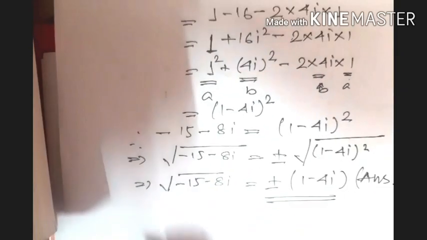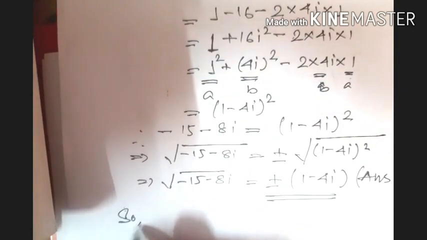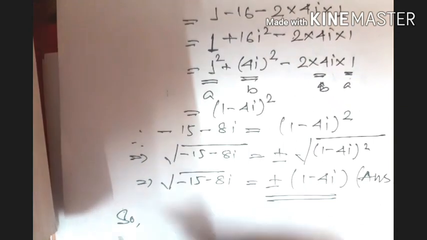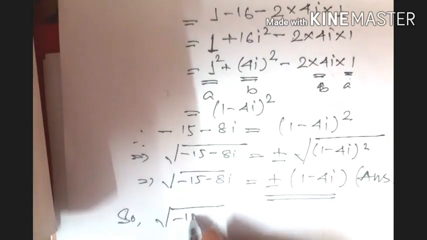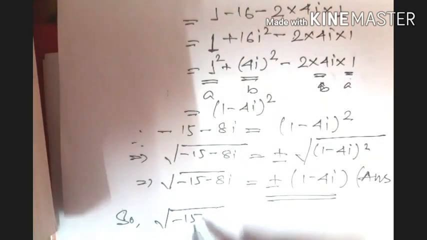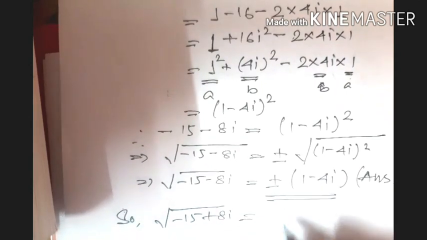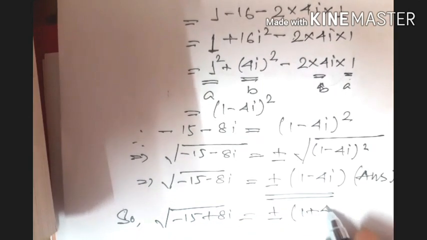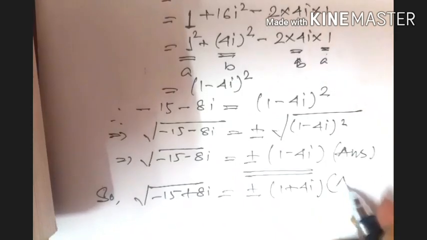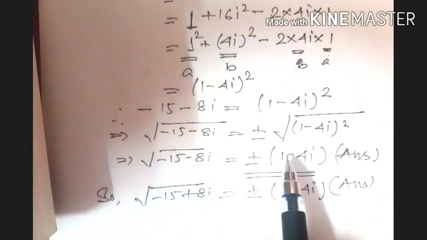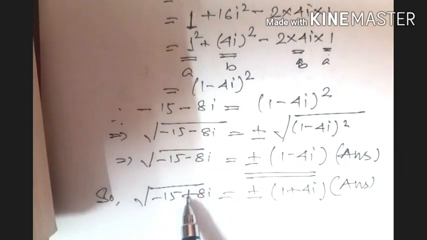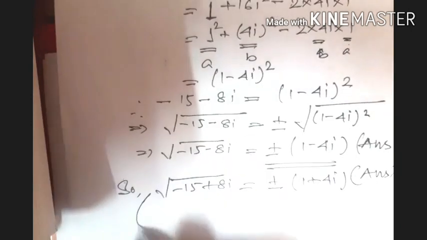So similarly, if you want to find the square root of minus 15 plus 8i, what will it be? We can say directly 1 plus 4i will be our answer, because here is a minus sign, that's why there was minus, and here is a plus sign, so here will be a plus sign. If you are confused about that, I will show you once again.